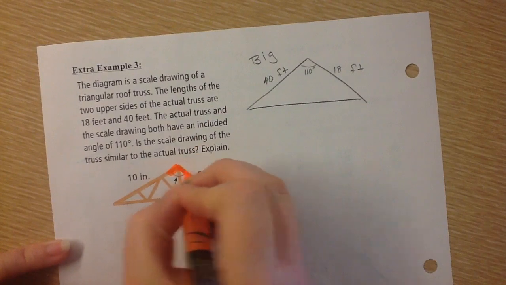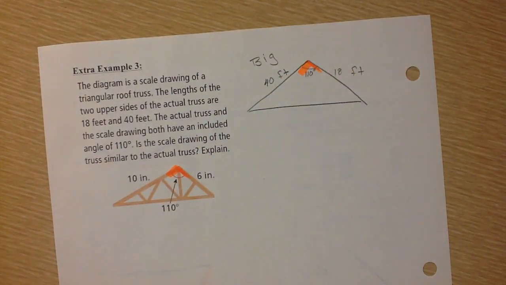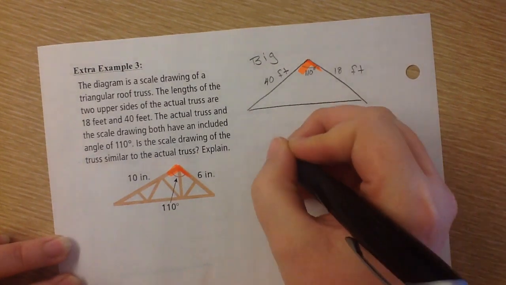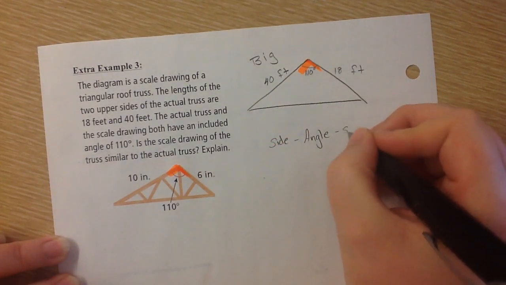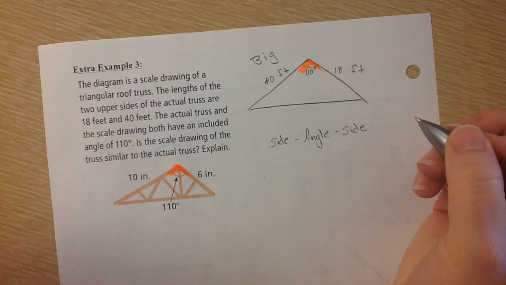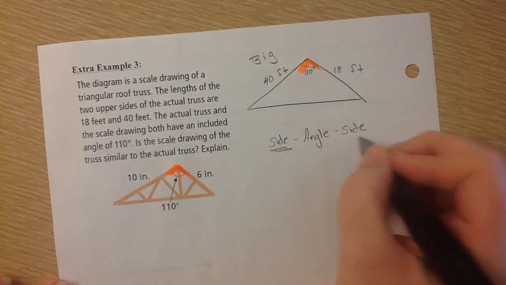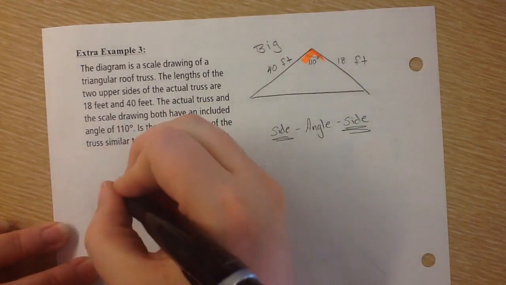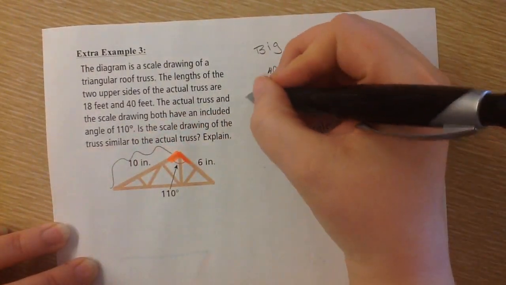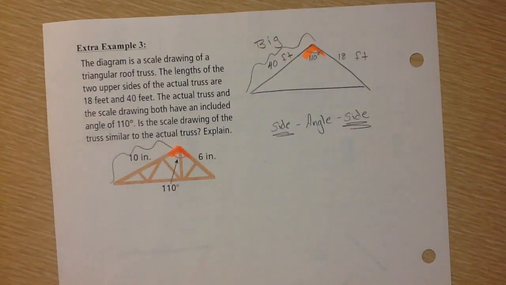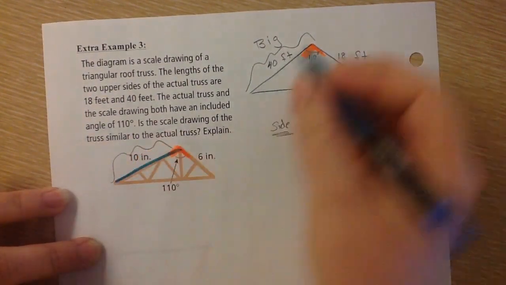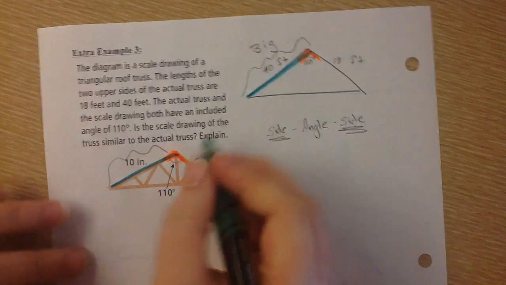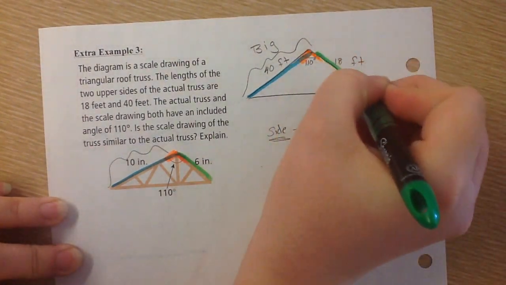If you notice, this angle in here is congruent on both, so we have that middle angle. Now we need to determine, do we have the proportion on either side? So basically we're checking to see, is this side in ratio to this one? So we'll do this blue one to this blue one, and this green one over here to this green one.